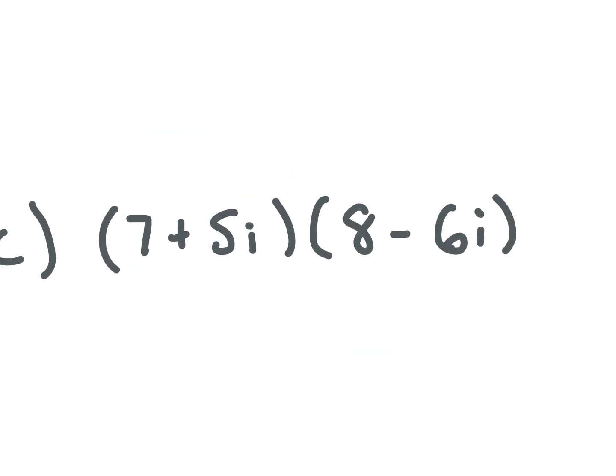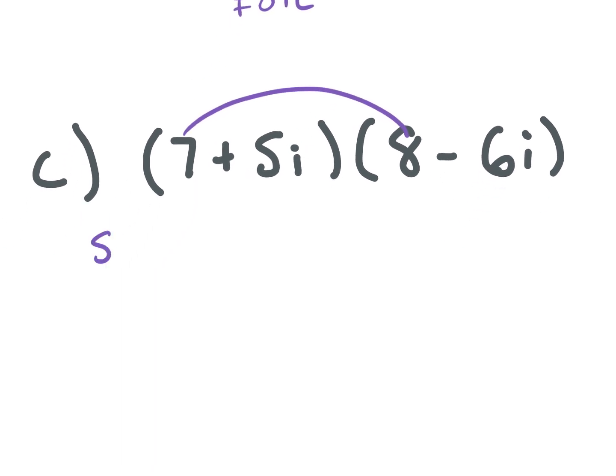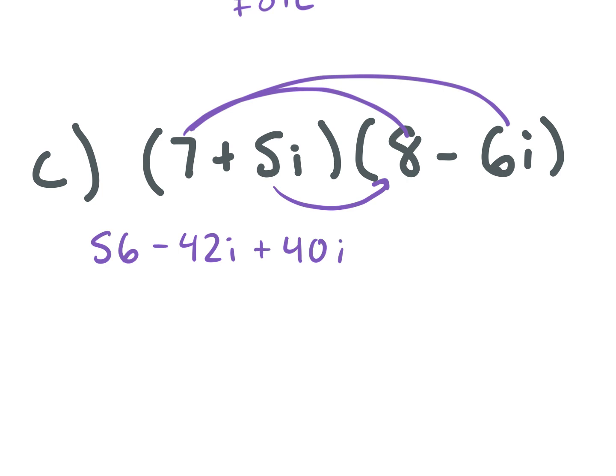For C, we're multiplying again. How do I multiply these together? What do I need to do? FOIL. So let's start by multiplying our first. What's 7 times 8? 56. 7 times negative 6i. What is it? Negative 42i. 5i times 8. 40i. And then 5i times negative 6i. Negative 30i squared. What should we do next? Change the i squared to be negative 1. What's negative 30 times negative 1? It makes it a positive 30.